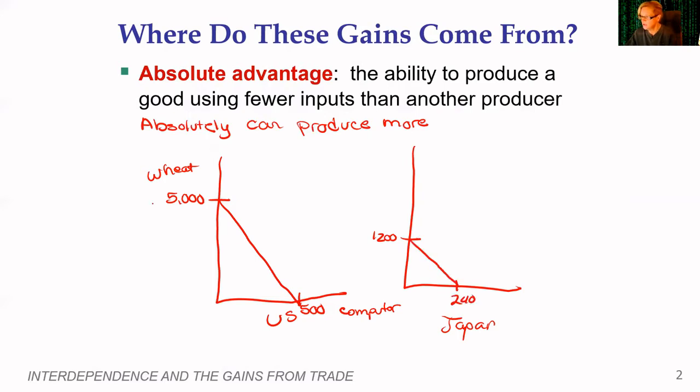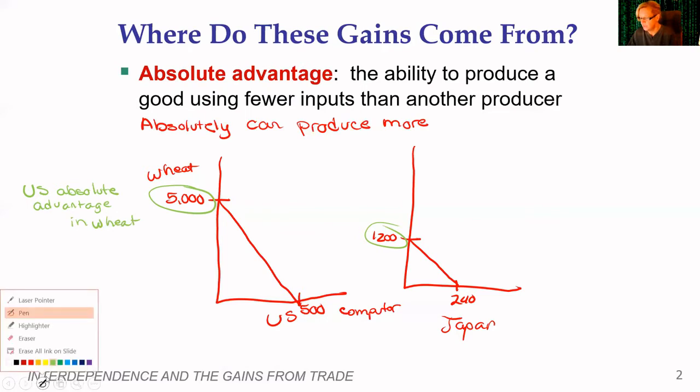So the first thing we do is look at the axes and we say, okay, who can produce more? Who can produce more wheat? So let's start there. Looking at the wheat axis, the US can produce 5,000, Japan can only produce 1,200. So we can say that the US has an absolute advantage in wheat because 5,000 is greater than 1,200.